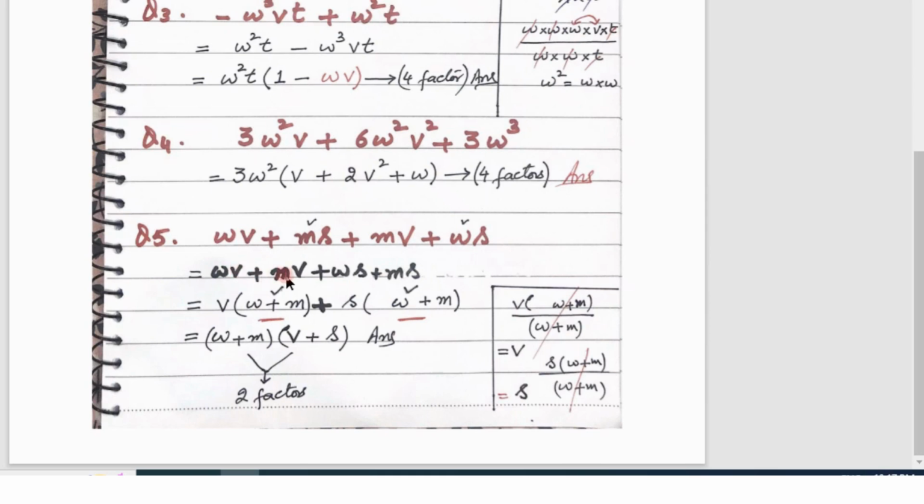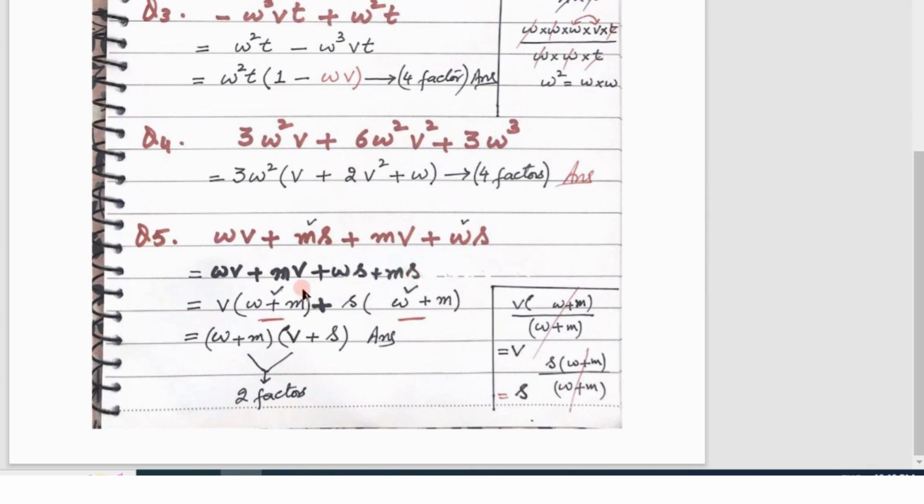We have grouped these 2 terms because it's very obvious V is common. Out of these 2 terms, I have written this over here. Now W plus M is left over. Next two terms will be grouped in such a manner that we get W first and M later. That is why we will write down WS first and MS later.